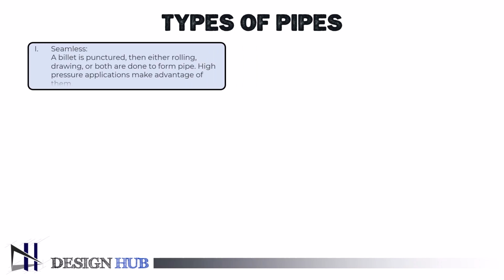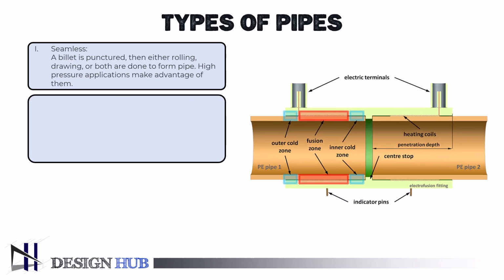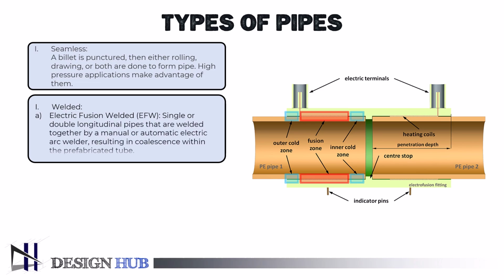Let's see, circular pipes that have a hollow part and no joints or seams are known as seamless pipes. Electric fusion welded, EFW. This process involves joining single or double longitudinal pipes together using a manual or automatic electric arc welder such that the pipes coalesce inside the prefabricated tube.